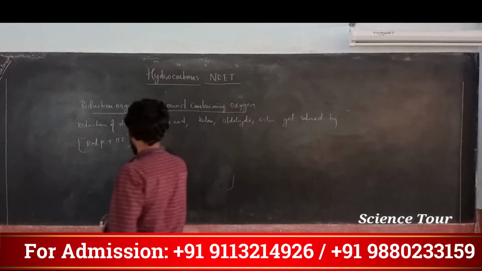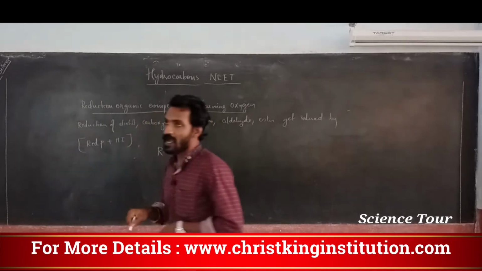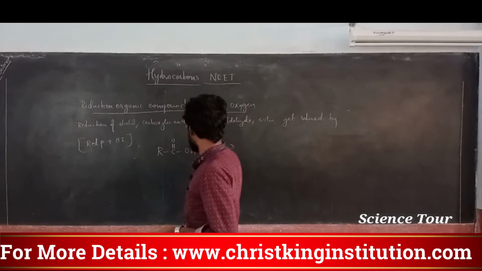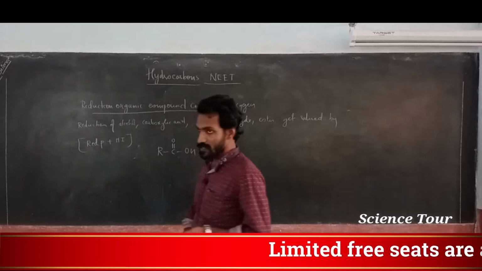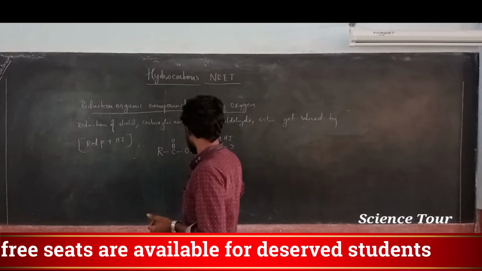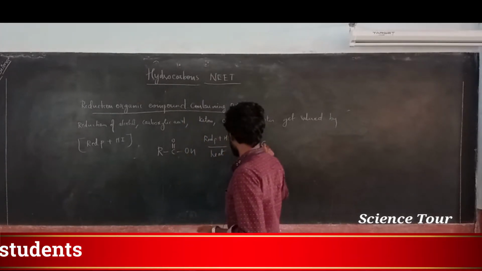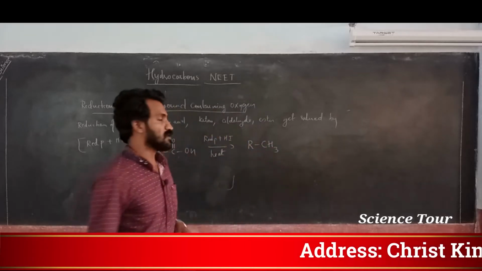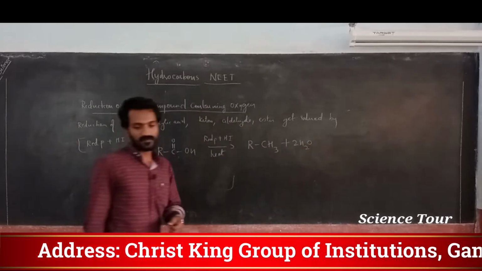My dear students, I will give you one example. This is what? Acid, any acid. Understood? Acid reacts with the red phosphorus in the presence of hydrogen iodide, heat. It gives, my dear students, note down, it gives alkane. Alkane means RCH3 plus water. Note down, please.